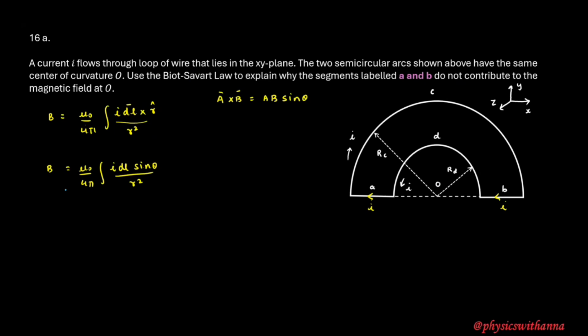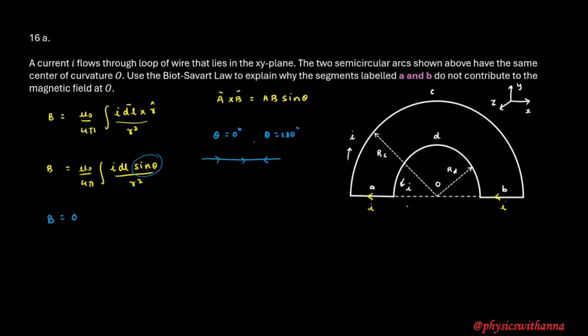Now this value of magnetic field depends on the sine of the angle theta between the radius vector and the current element. And sine theta becomes 0 whenever theta is either 0 or 180. That means if the radius vector and the current element both lie on the same line, whether they are going in the same direction or in opposite direction, the angle between them will be either 0 or 180. And in both cases, magnetic field B has to be 0.